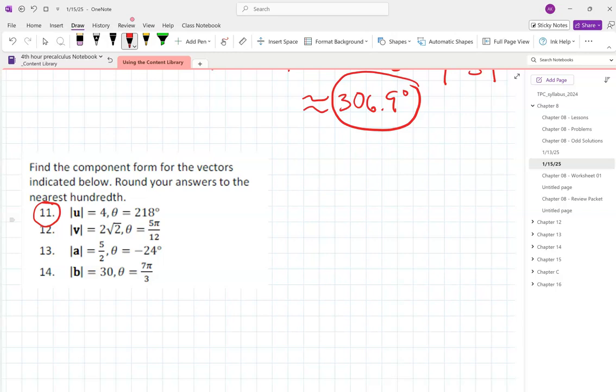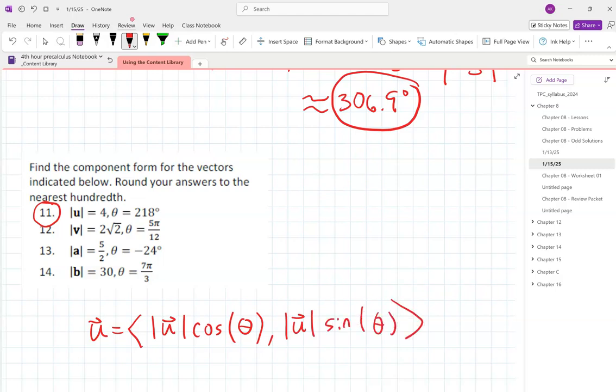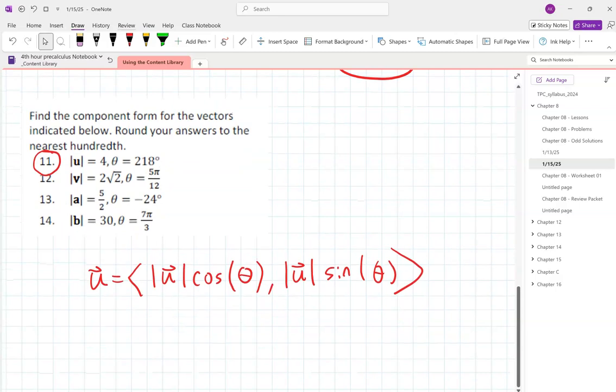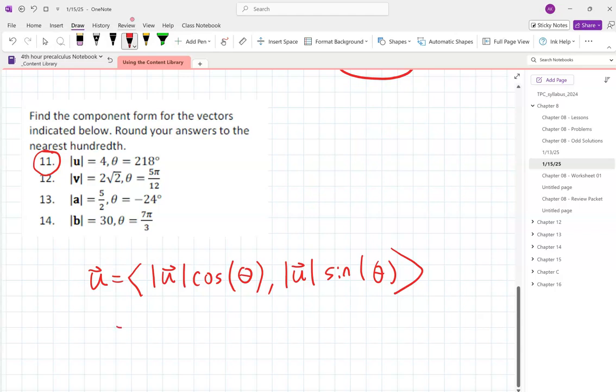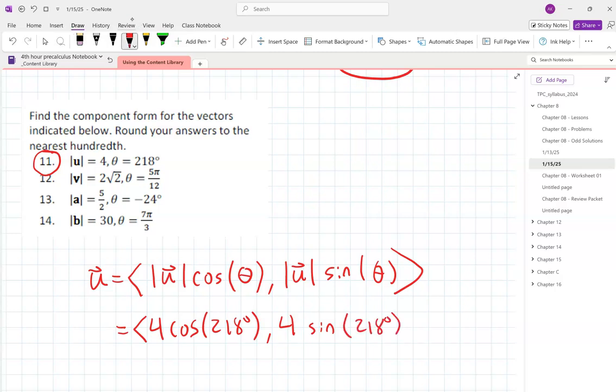I mean, to do it so that we do 4 cos 218, and then comma, 4 sine 218. Absolutely right. So to go from a magnitude and direction into component form, all we do is the magnitude times cosine of the direction. What are we finding here? We're writing the component form of the vector given the magnitude and direction.